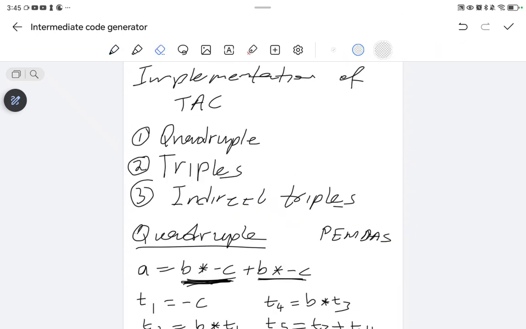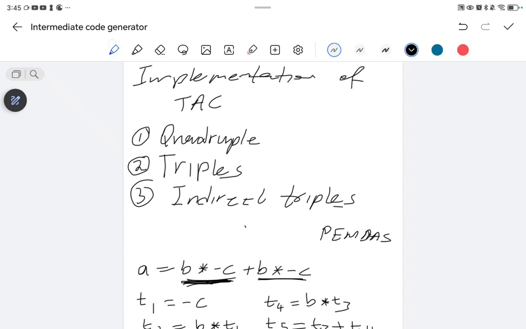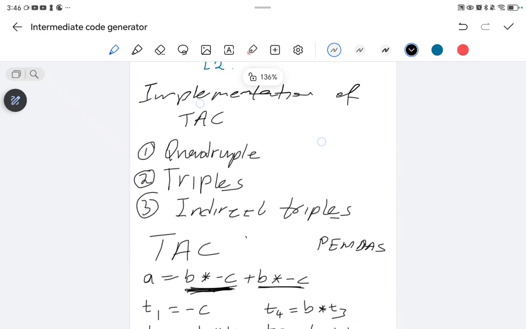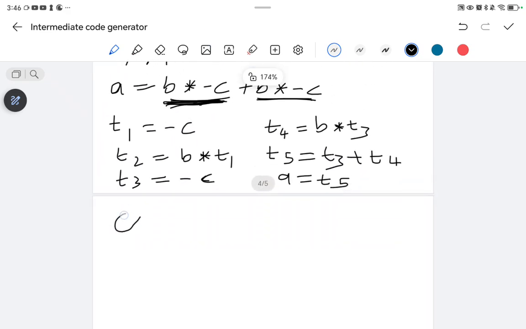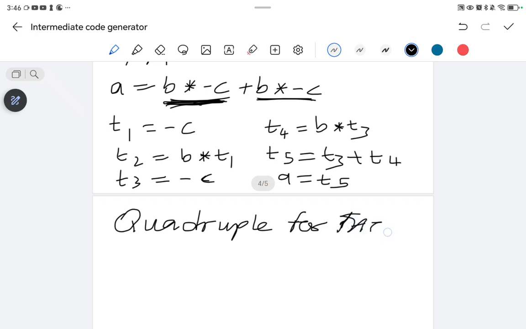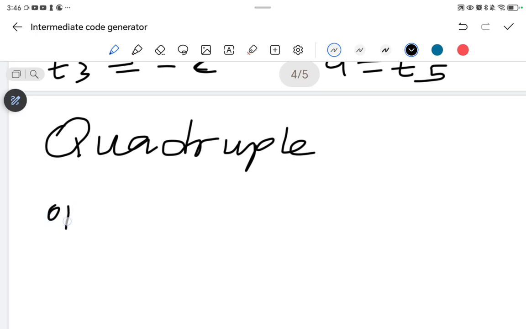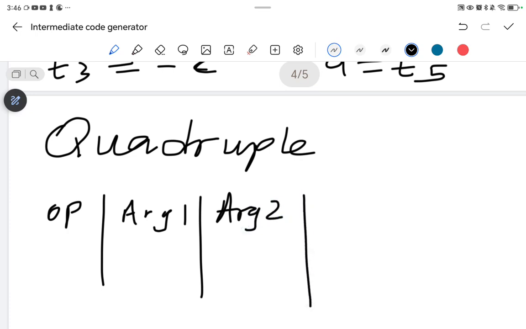Here, let me just write this text so you don't confuse things. I'll just write the quadruple. And then the quadruple for this tag, or I can just write quadruple. That's fine. What must happen here is I must have an operator, argument 1, argument 2. I'll explain why I'm having this. Then I have a result.